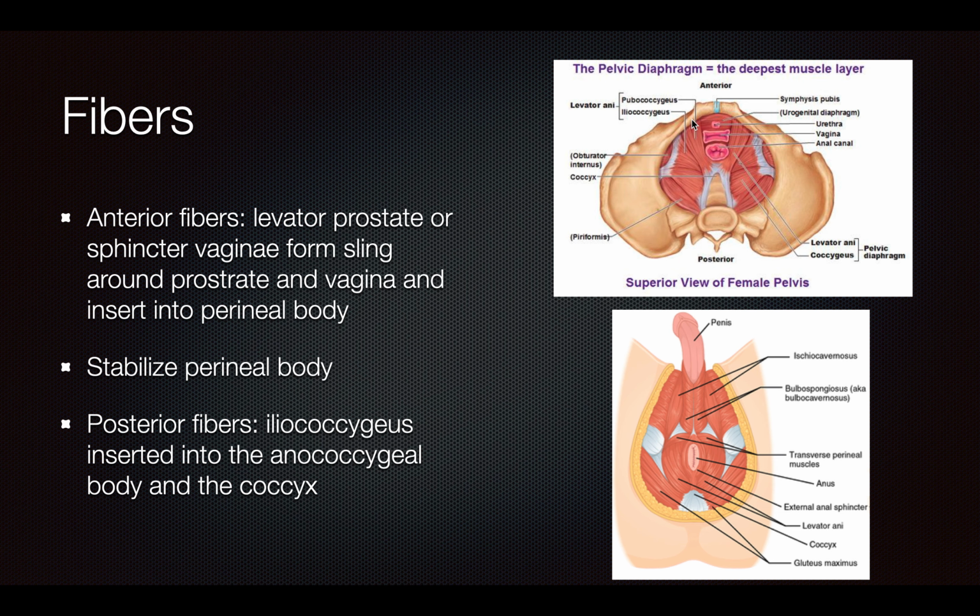The posterior fibers are the iliococcygeus, the anococcygeus, and the iliococcygeus, and that will insert into the anococcygeal body and the coccyx. There you go. You don't see it as well in males, but it is there as well.